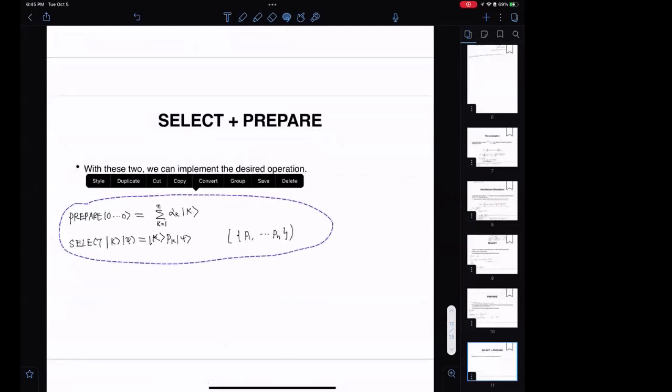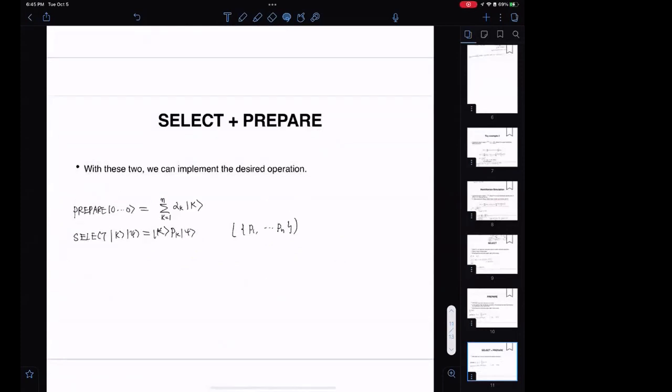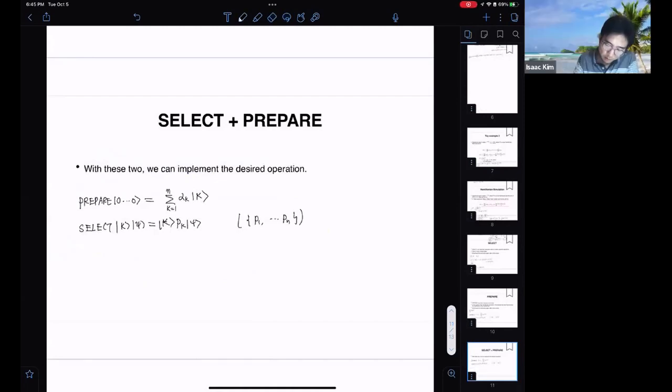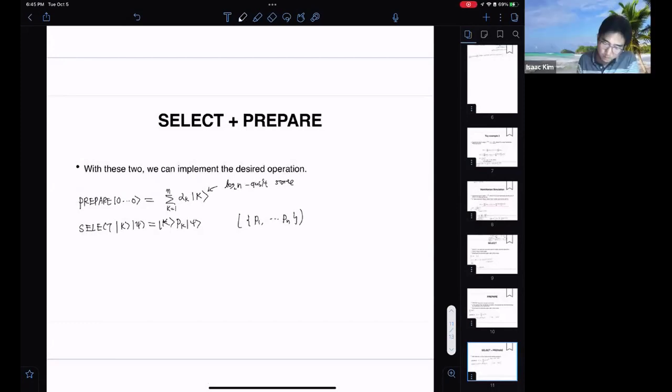May I interrupt? Yes. Just to be clear, this K is the state of 1 qubit or can be a multi-qubit state? It can be a multi-qubit state. So K, this is a log n qubit state. Oh, okay. But the coefficient alpha K, that's pretty arbitrary in this. Right. So this can be arbitrary. Yes.